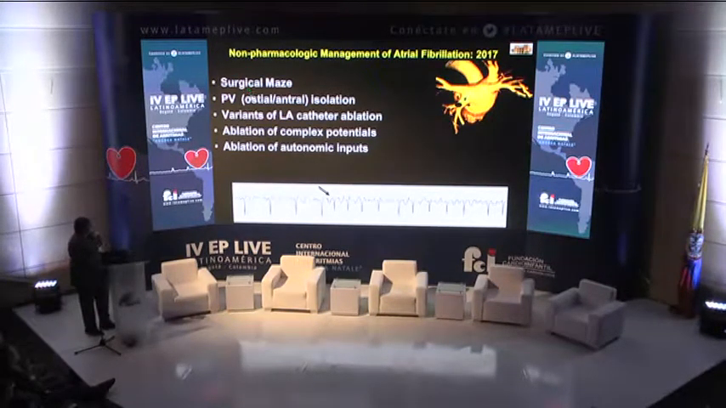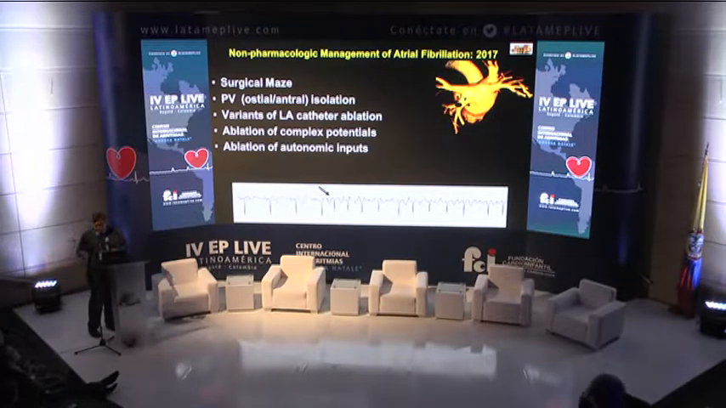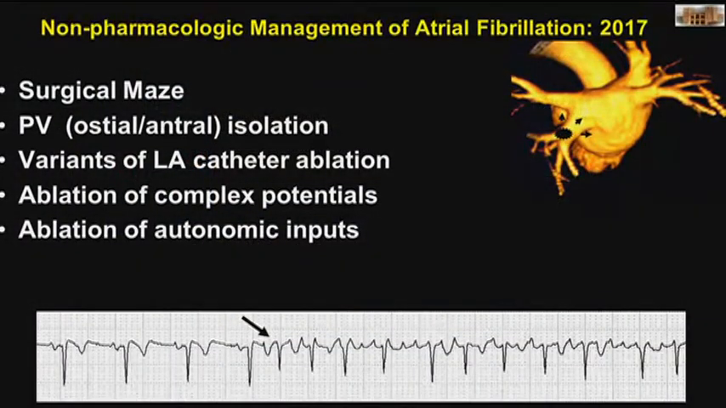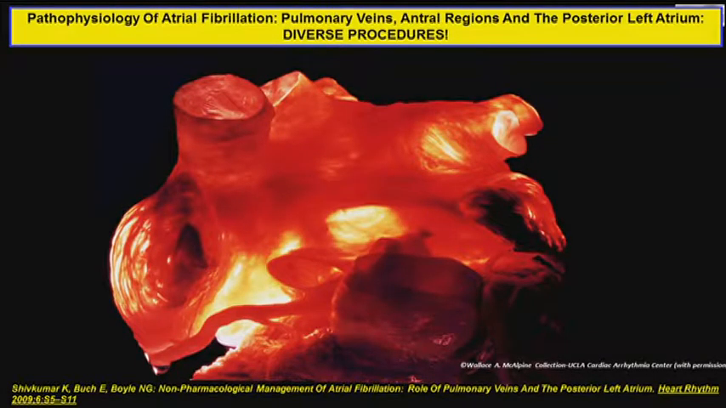You could do a surgical maze. You can do some form of pulmonary vein ostial antral isolation, many variants of left atrial catheter ablation. Mitral lines, linear lines have been added to the procedure. There's ablation of complex potentials. For a period of time there, rotor ablation came and it went. And of course, what has always been talked about is, are we causing some kind of an autonomic modulation because of AFib? And I'll try to address that.